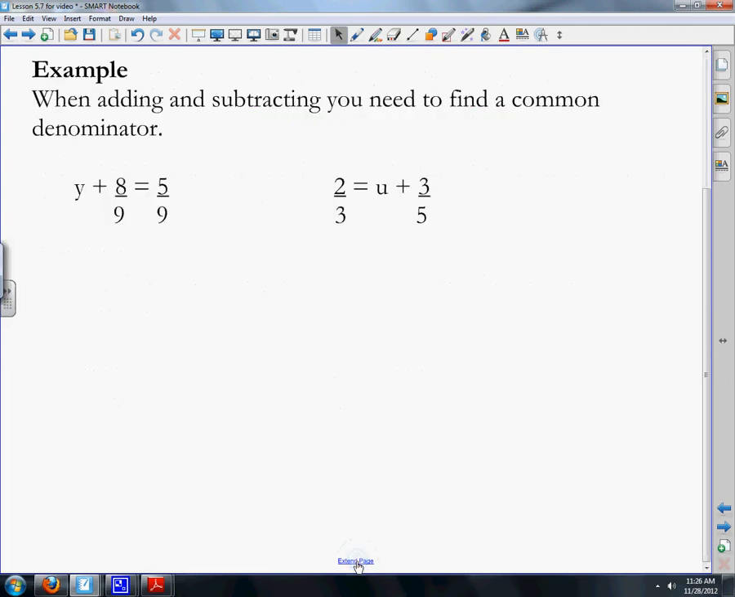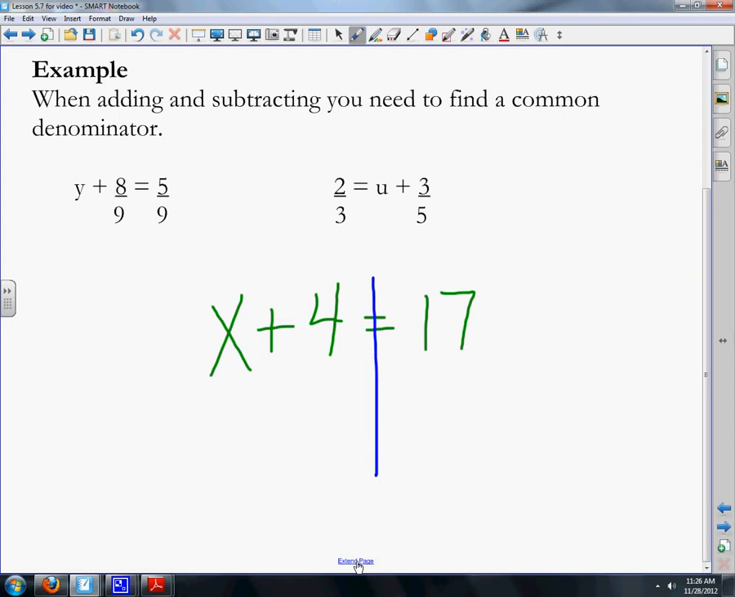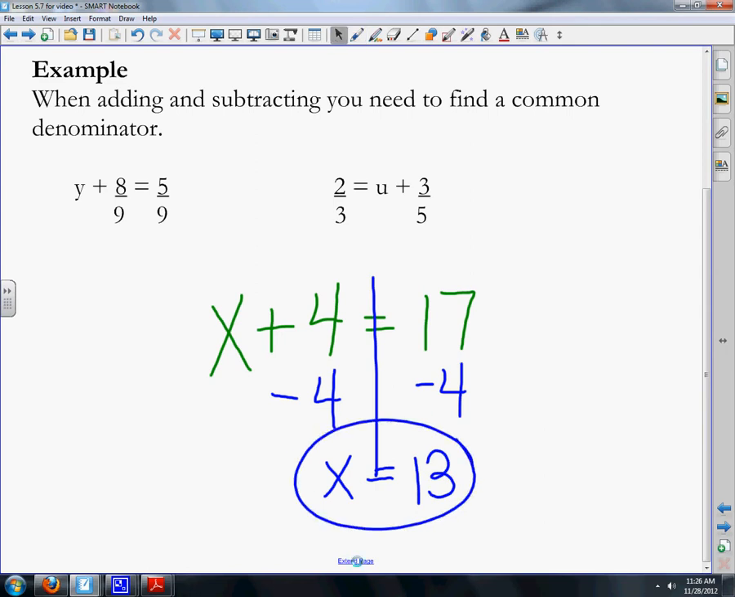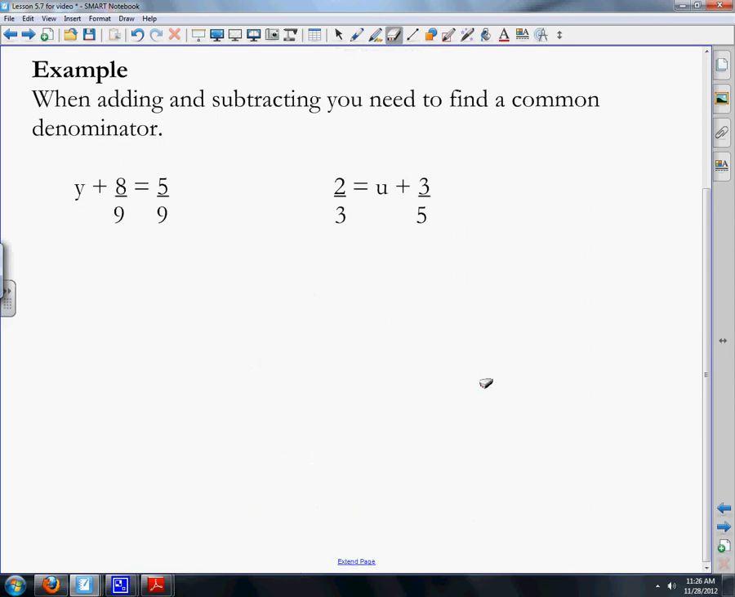So normally we would have an equation that says x plus 4 equals 17. And then we would draw the line and we'd minus 4 from both sides. And then we'd see that x equals 13. So that's what we have done in the past. So now they are adding in fractions.